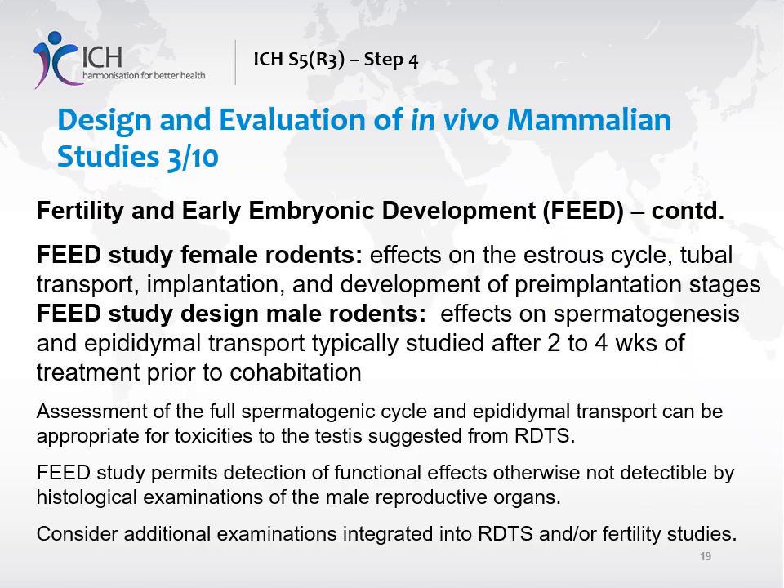The FEED study design for male rodents that includes 2 to 4 weeks of treatment prior to cohabitation allows for the detection of effects on spermatogenesis and epididymal transport. When data from repeated dose studies suggest toxicity to the testes, it can be appropriate to extend the duration of pre-cohabitation treatment to 10 weeks. This permits assessment of effects on the full spermatogenic cycle as well as epididymal transport.